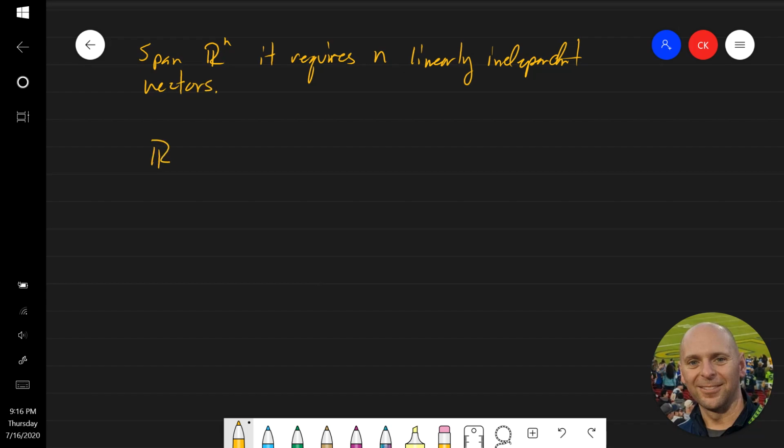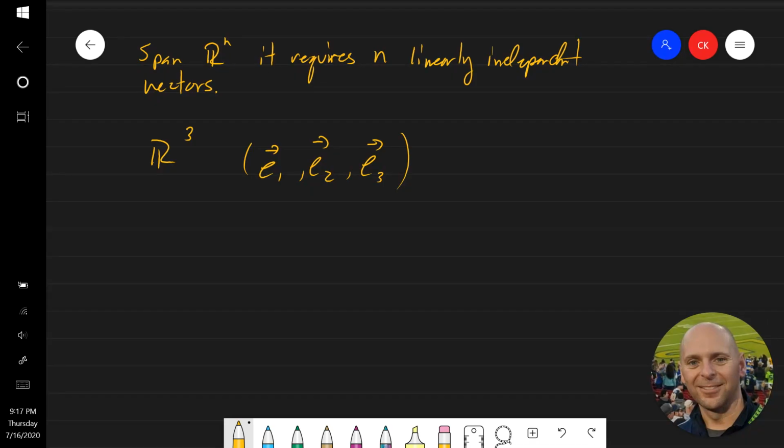So, for example, if we were to take R3, we have our familiar i, j, k coordinates, and in this class we've been using E1, E2, E3 to denote the unit vectors in each of our three x, y, and z directions. So these three vectors will in fact span all of R3. In other words, we can generate any vector within R3 using these three. And again, as long as we have three linearly independent vectors in R3, then that will suffice as a basis for R3.